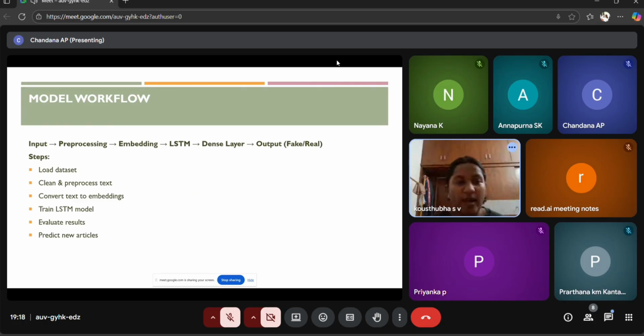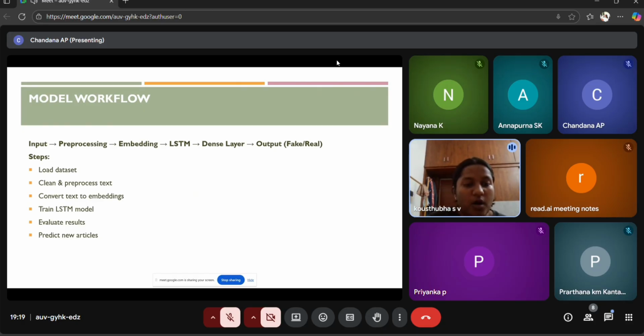Good evening, everyone. I will be explaining about the model workflow and details. On this slide, I will be explaining about the workflow, architecture, and implementation environment of our fake news detection model, which is based on LSTM, or long short-term memory network.